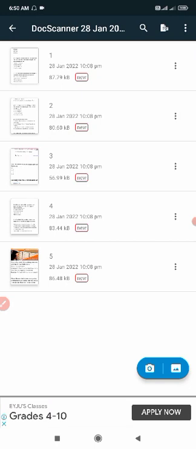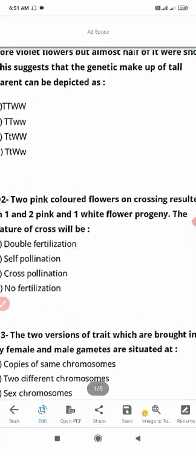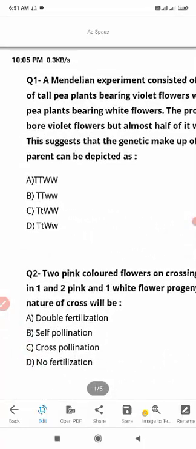Dear students, here I am going to explain some MCQs, and those MCQs are based on the chapter Heredity and Evolution. So my dear students, let us exercise some questions taken from heredity.